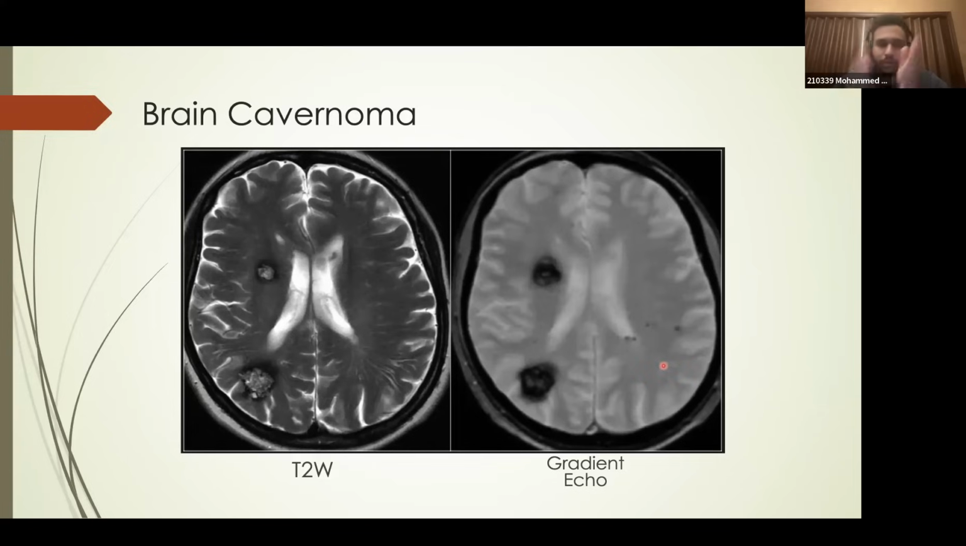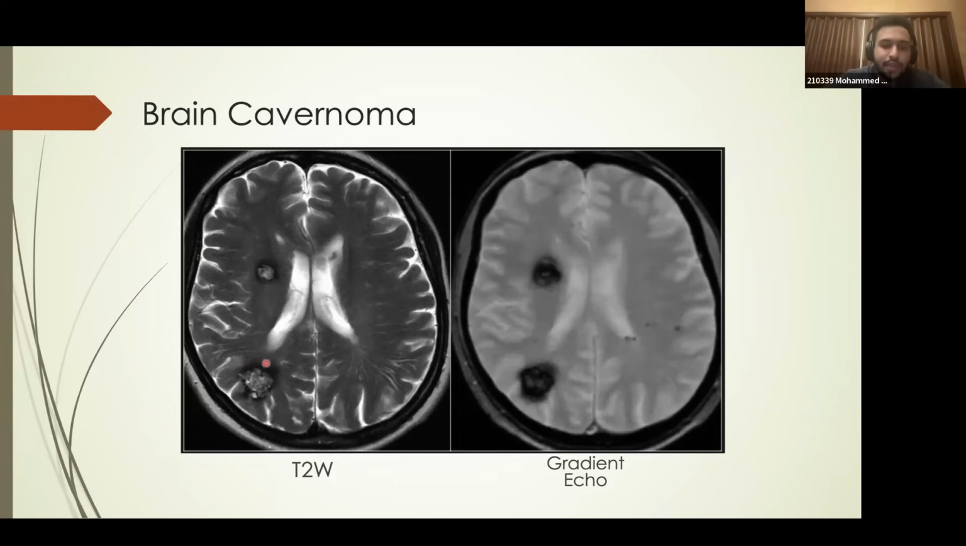So what you do here is, in the T2 weighted image, you can see that the center of this cavernoma is bright. What bright indicates in this case is that it's an acute bleed. Okay, it's bleeding right now. The black around it is called an artifact.